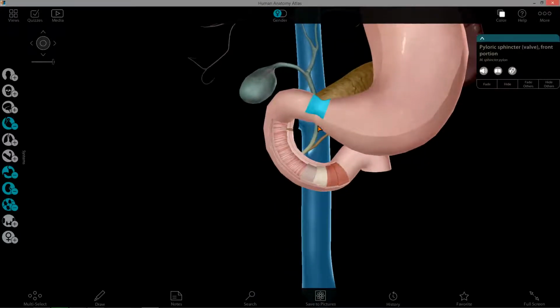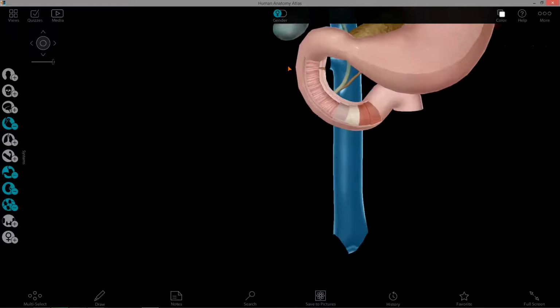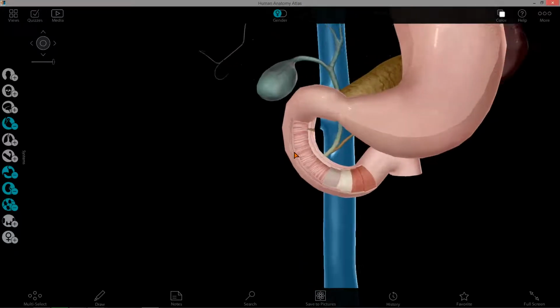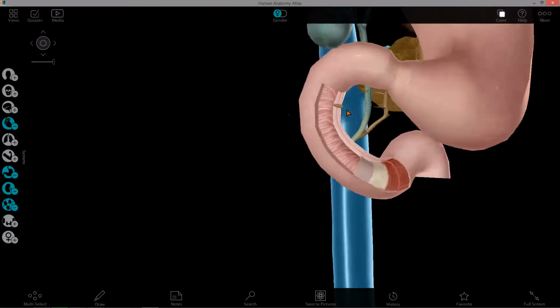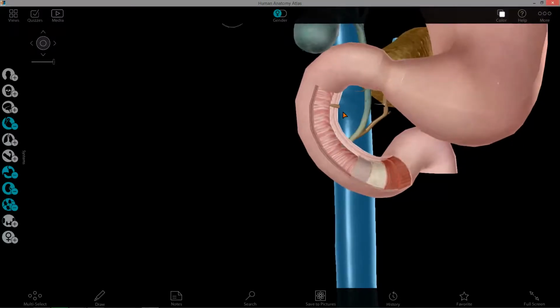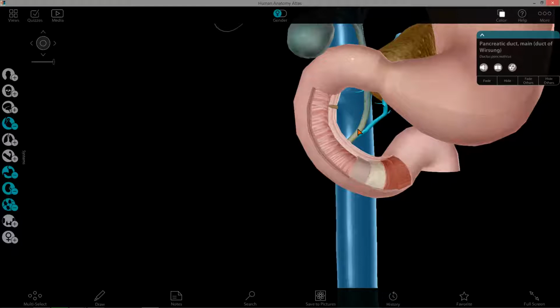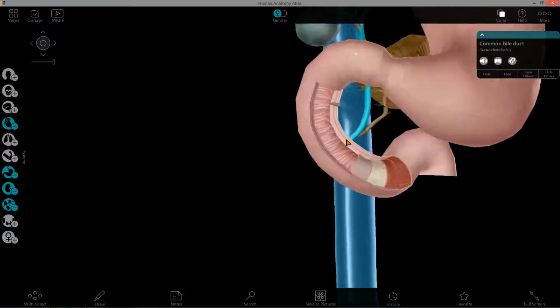So the first part follows the pyloric sphincter, and then after the first part is the descending part, or the second part. I've removed the head of the pancreas here so we can look at the second part in a bit more detail, but as you can see, the second part receives the contents of the Ampulla of Vater, which is the location where the main pancreatic duct, seen here, and the common bile duct join and empty.